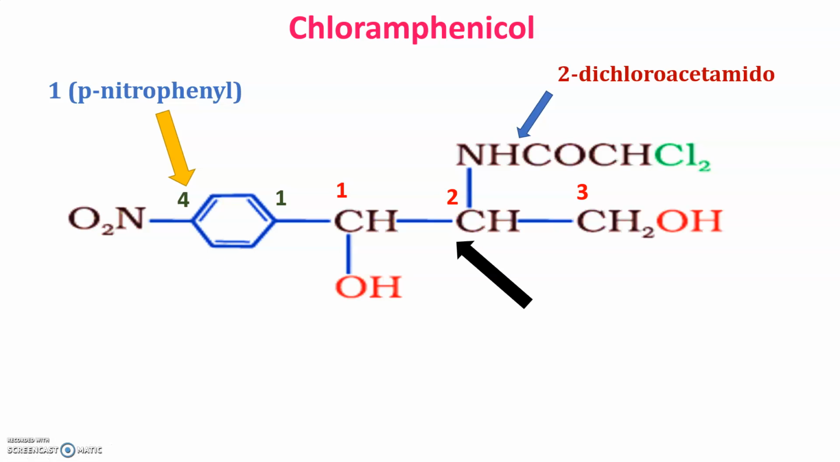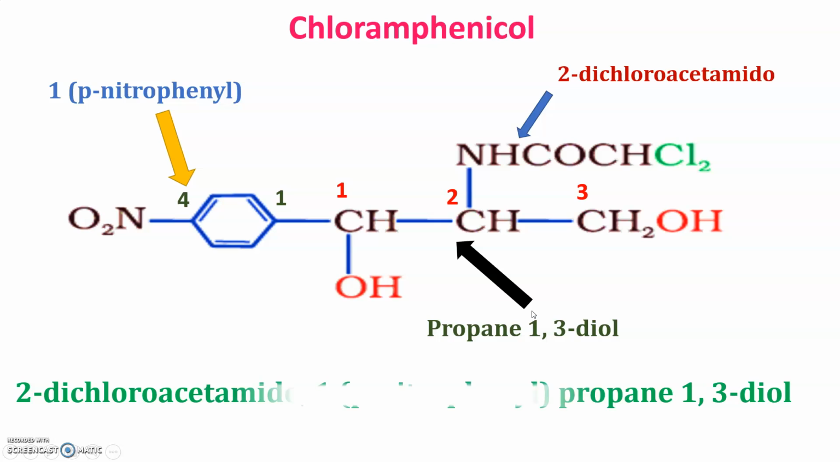There is the presence of a 3 carbon straight line indicated in red color. So the name of the structure is propane-1,3-diol. Why 1,3-diol? Because OH groups are present at 1 and 3. And this is the structure of chloramphenicol. Its chemical name is 2-dichloroacetamido-1-(para-nitrophenyl) propane-1,3-diol. I hope it is a very simple structure of chloramphenicol. You can easily understand the structure and try to practice this for example.